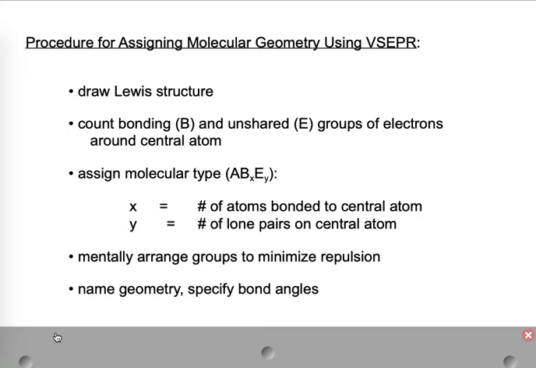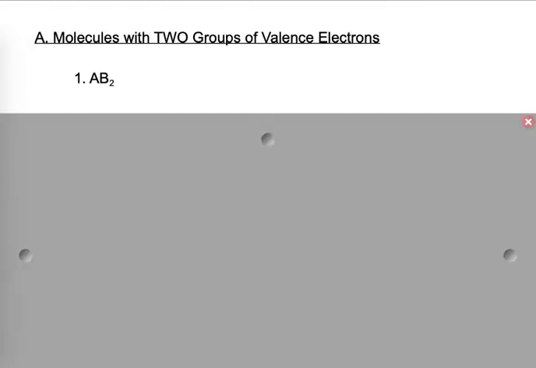So now I'm going to systematically go through all the possibilities, give you examples, name the molecular geometry, and specify the bond angles. So let's begin with molecules in which there are only 2 groups of electrons around the central atom. That would be an AB2 type molecule, meaning 2 atoms bonded to the central atom and no lone pairs on the central atom. An example of that would be carbon dioxide.